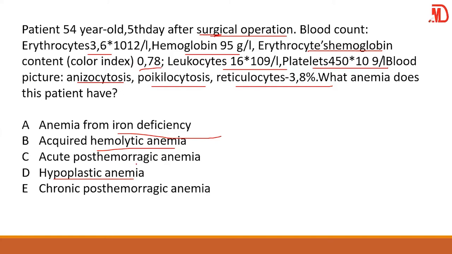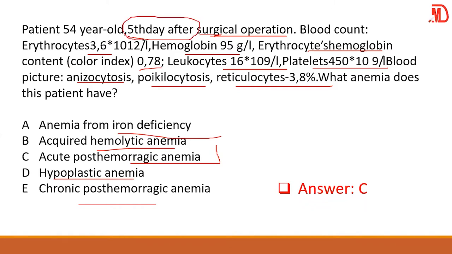Now we are left with acute and then chronic. In acute incident, that is when we have the trauma and then there's a large volume of blood loss. But in chronic, it takes place after some time. That's when you know that somebody is bleeding inside. So here we are thinking of a chronic. Sorry. They said 5 days. So 5 days should definitely be acute. It's not that long.